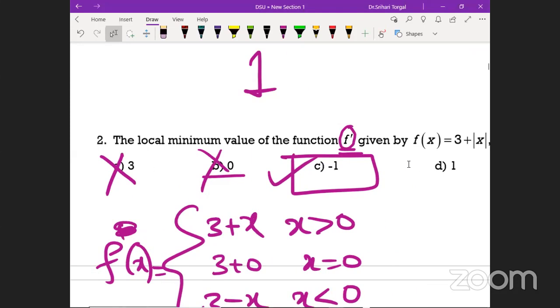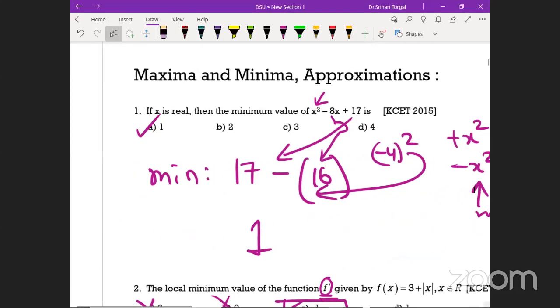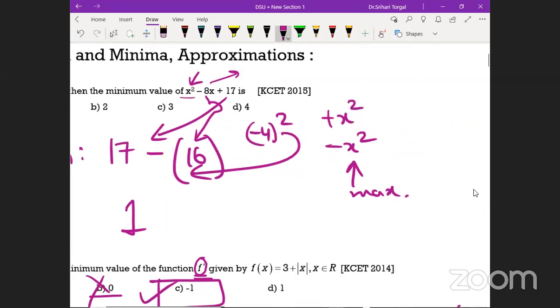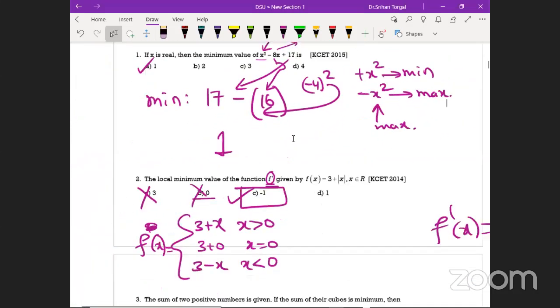Manju is asking what is the maximum value of the previous one. There is no maximum value. When you have x square, you will have only maximum or only minimum. If it is plus x square, you will get only minimum. If you have minus x square, you will get only maximum value. Is that clear? Manju? Okay. Next.